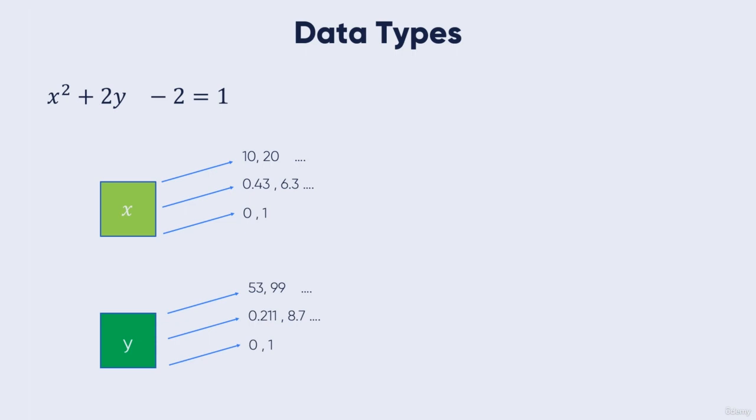The data type in a programming language is a set of data with predefined values. Examples of data types are integer, like 10 or 20, float as 0.43 or 6.3, and Boolean 0 or 1.